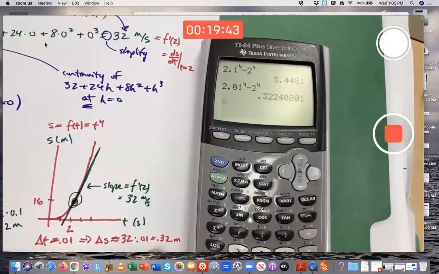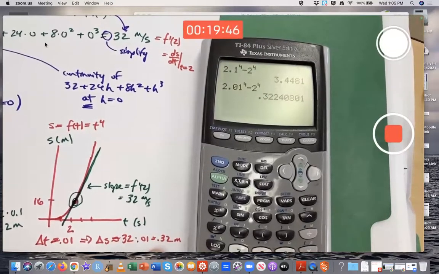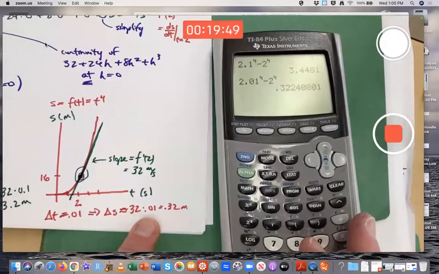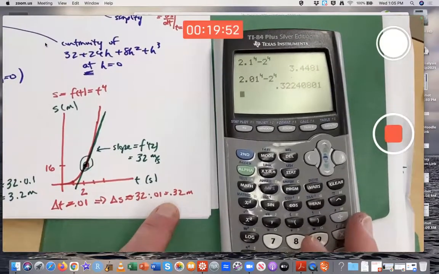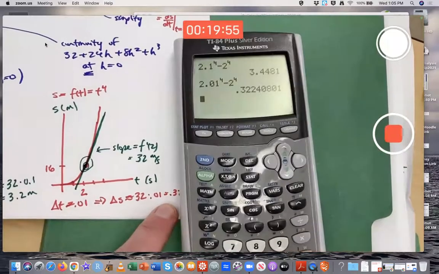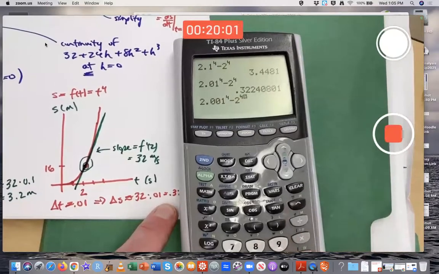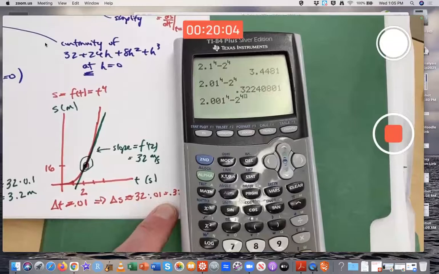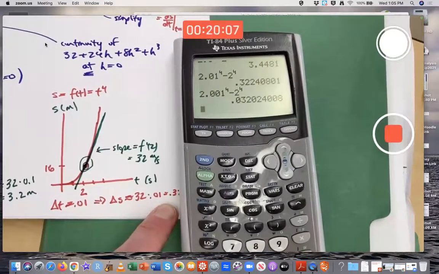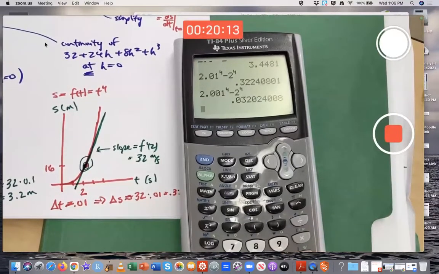Let's try one more example. If delta t is 0.001, I won't write it down, but if this were 0.001, I get 0.032. 2.001 to the fourth minus 2 to the fourth is the exact change in position. It should be very close to 0.032. Yes. This is the heart of differential calculus right now. If there's anything to remember from this course about derivatives, it's this stuff right now. Say when you maybe eventually have to help your kids with calculus in the future.